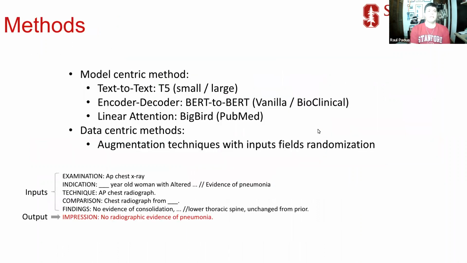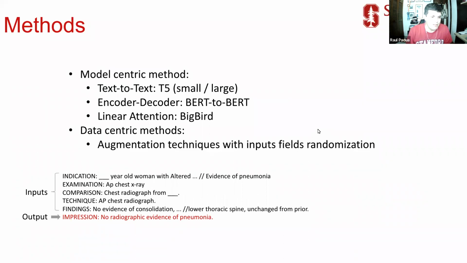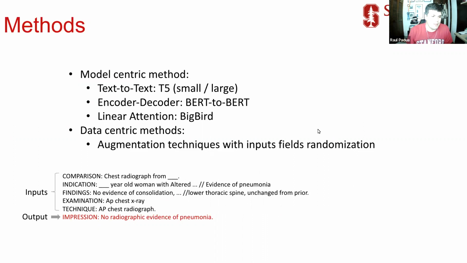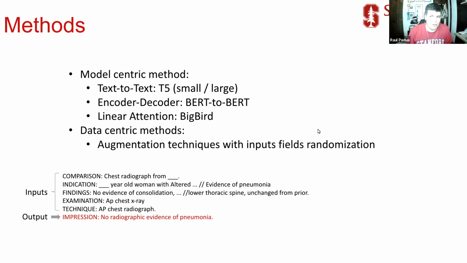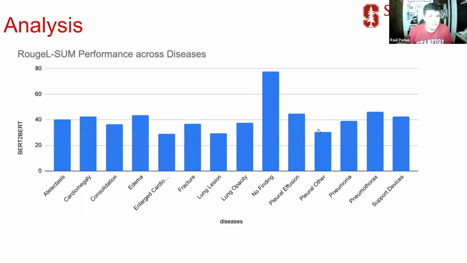As an approach, we had two pillars. The first one was the model-centric approach, where we tested several architectures and families of transformers: T5, BERT-to-BERT, and Big Bird. Some of them were already fine-tuned on specialized datasets in the medical space. Then we shifted into the data-centric approach, where we used techniques to augment the data, shuffling the input fields that you can see on the screen in the bottom part, to significantly improve our impressions. So now I'm going to hand off to Imran to finish the presentation.